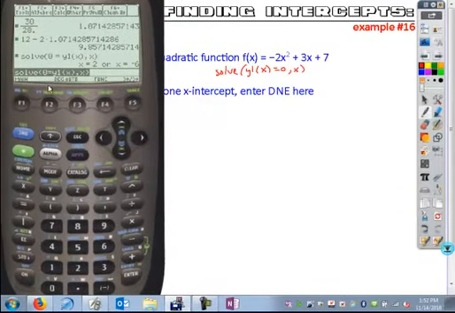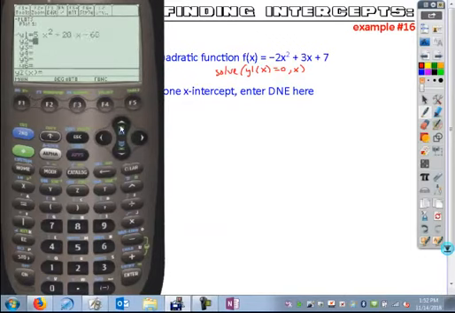So once again, I already have that entered here. I'm just going to go up to my y-editor. I'm going to exchange my y1 to be negative 2x squared plus 3x plus 7. Okay, again, double check, make sure it looks like what I want it to look like. It does. Go to my home screen.